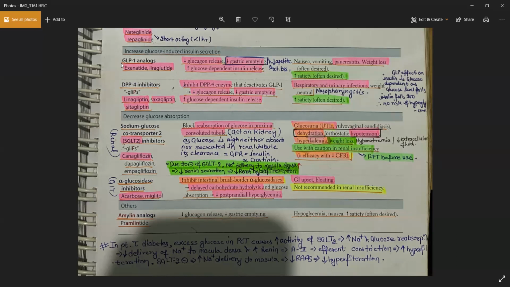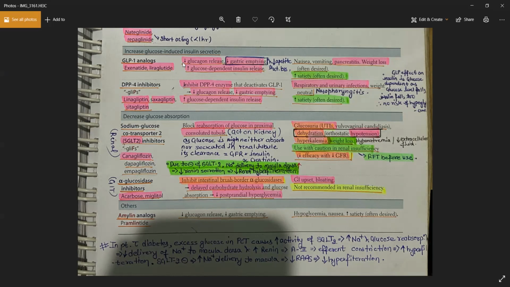One is the GLP-1 analogs. Whenever you take food by the oral route, not by the IV route, and the food reaches your GI tract, it will cause the release of GLP-1, which is a protein that causes glucose-dependent insulin release. So analogs of this GLP-1 have been made, like exenatide and liraglutide. They again cause glucose-dependent insulin release whenever you take food.